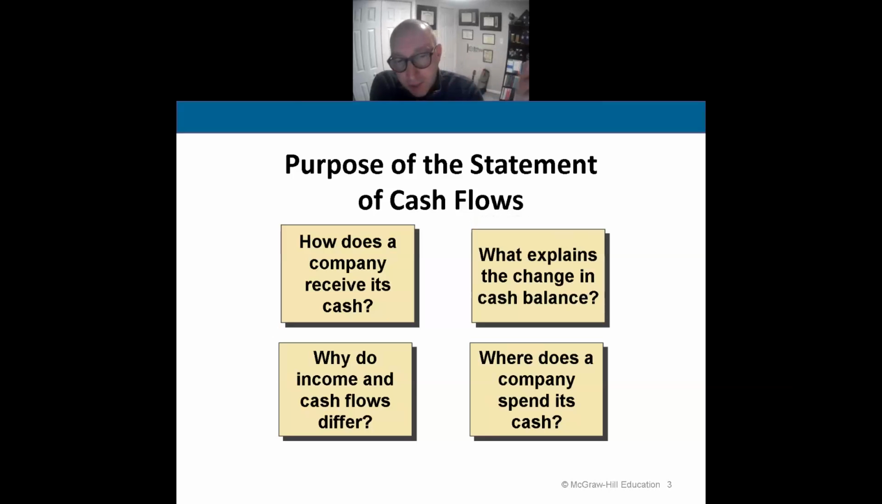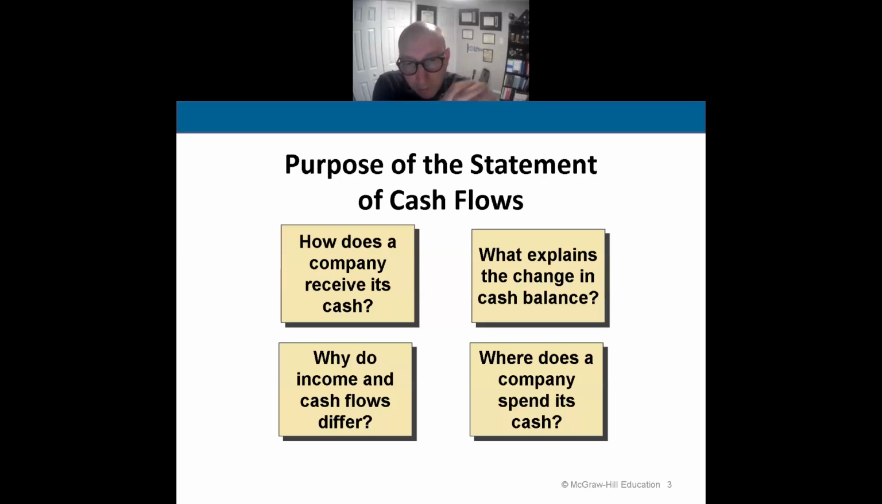So cash comes into and out of the business. What are these cash? The cash coming into the business, it's from our customers for operating activities. It's from the sale of property, plant, and equipment for investing activities. And we also get cash coming into the business from loans that we took out, the issuance of bonds and stocks for financing activities. That's cash coming in.